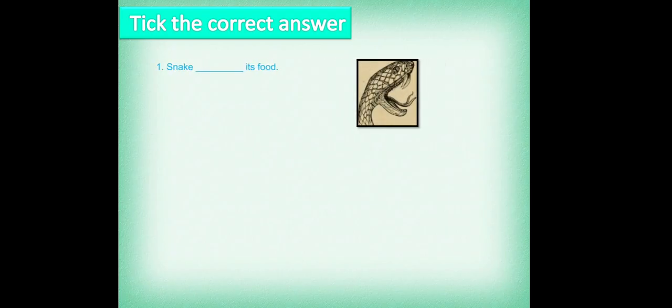Number 1. Snake dash its food. And the 4 options are swallow, chew, gnaw and tear. Out of these 4 options, you have to select the correct one. Snake dash its food and the answer is swallow. So, we have put a tick on it, right? In exam, you have to select the answer.